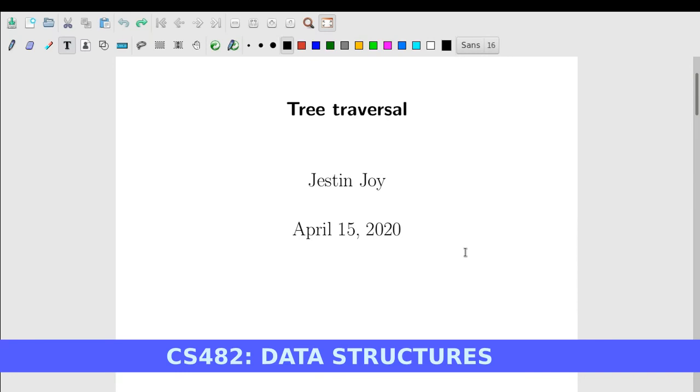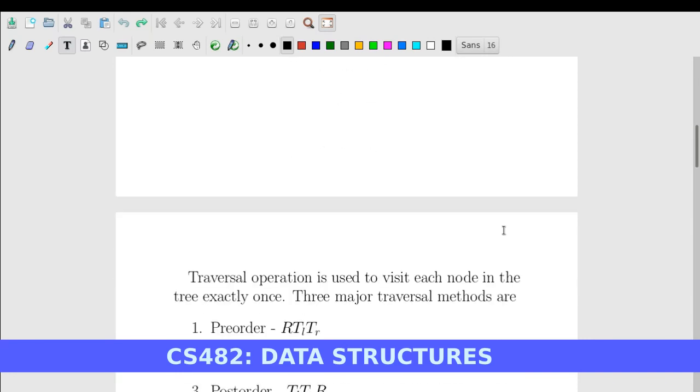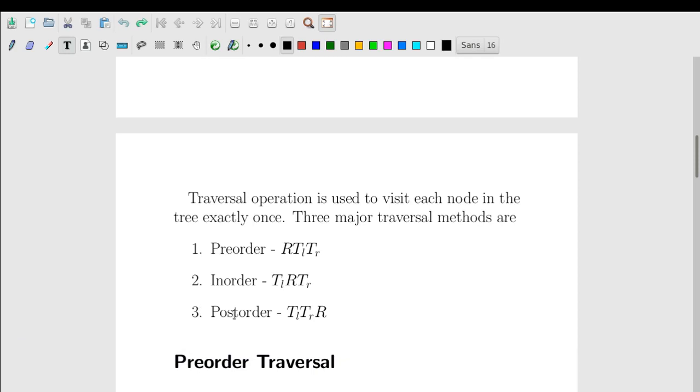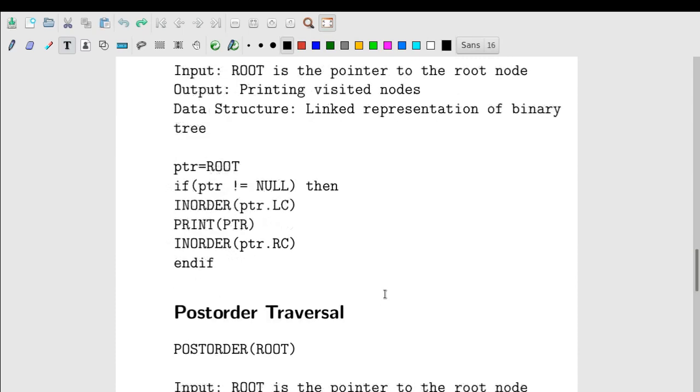This lecture explains tree traversal methods using an example. In the last lecture, we already saw that there are tree traversal methods: pre-order, in-order and post-order, depending on the order of where the root is printed. In the case of pre-order, root is printed before. In the in-order, root is in between left and right subtree. In the case of post-order, root is after left and right subtree. All these traversal algorithms follow recursive structure.